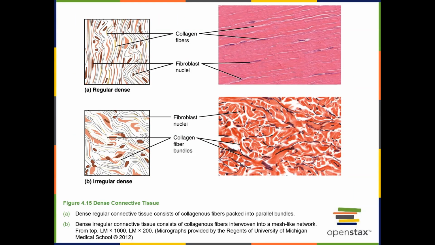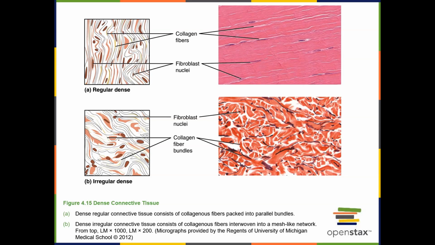Dense connective tissue proper forms tendons and ligaments, as well as capsules that surround organs. Dense regular connective tissue has collagen fibers closely packed together, running parallel. These parallel bundles of collagen fibers provide strength to resist a force. These are found in tendons and ligaments. The predominant cells are fibroblasts and fibrocytes.